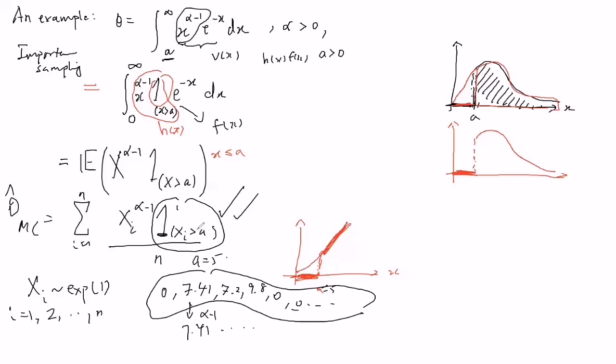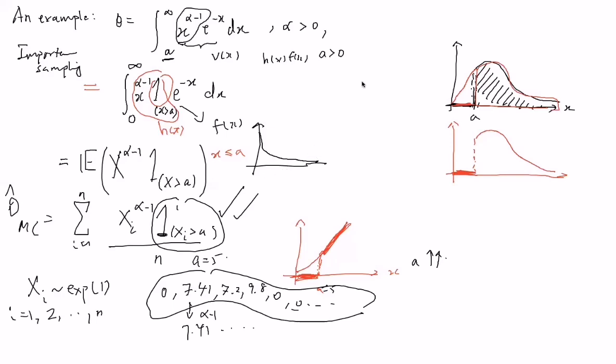This condition was not satisfied, okay? So you will get a lot of zeros, especially when your a is large. When your a is large, remember your exponential density, right? Your exponential density is going down rapidly like this.